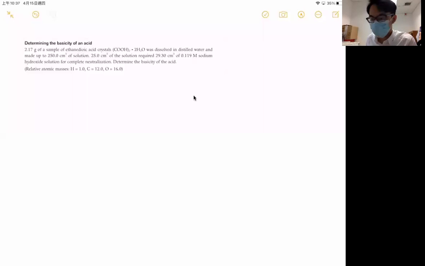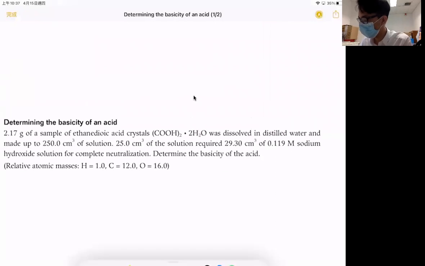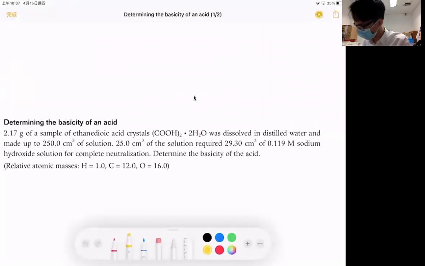So in this video, you're going to learn how to calculate the basicity of an acid through titrimetric analysis, that is titration. So refer to the question. First of all, highlight the important elements. So we have 2.17 gram of the sample of ethanedioic acid.